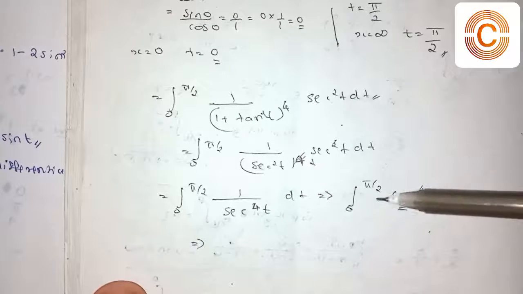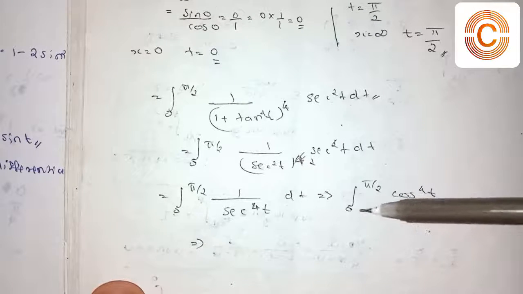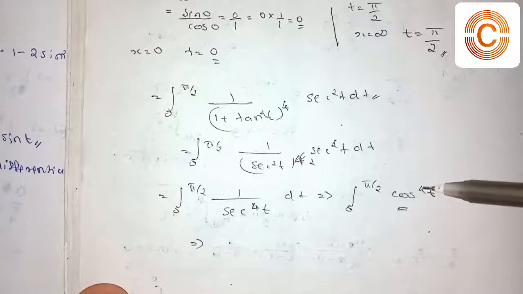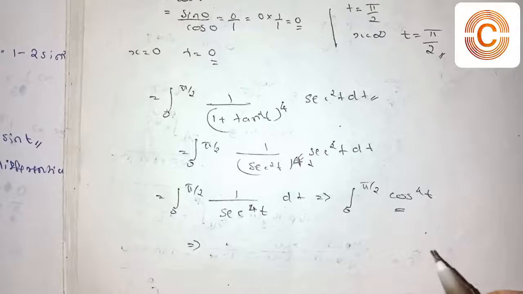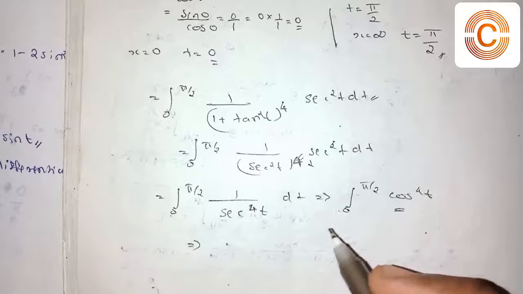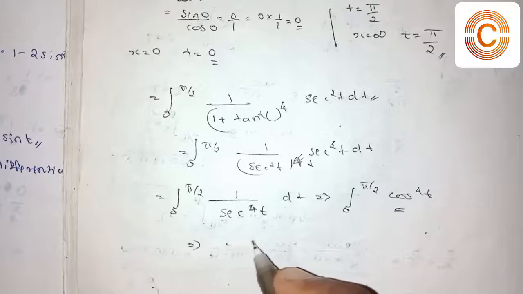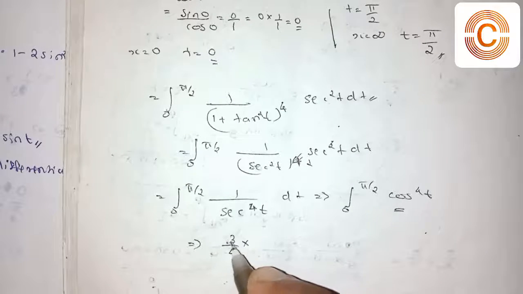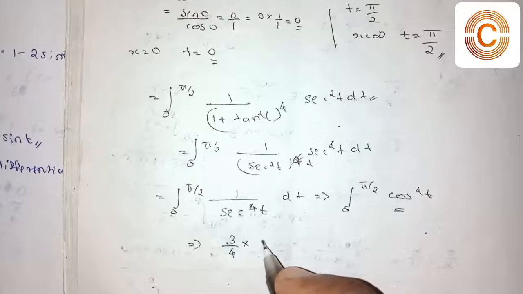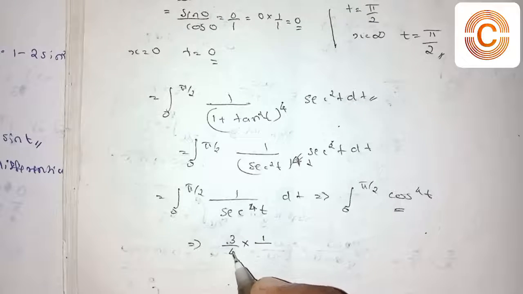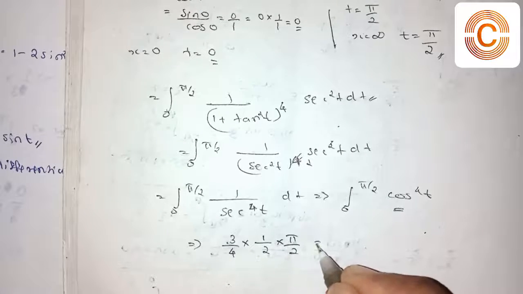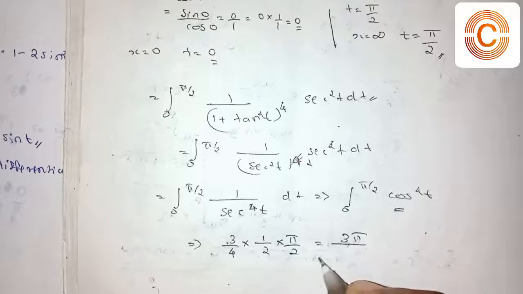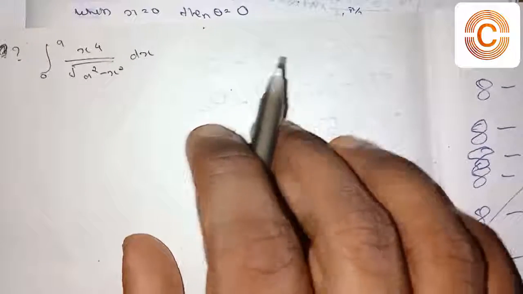In the next step we can apply our formula, the integral from 0 to pi by 2 of cos raised to n x dx. Here the value for n is equal to 4. Therefore the solution is (n minus 1) divided by n, that is 3 divided by 4, into (n minus 3), that is 1, divided by (n minus 2), that is 2, into pi by 2, which is equal to 3 pi divided by 16. So friends, let's check out one more question.